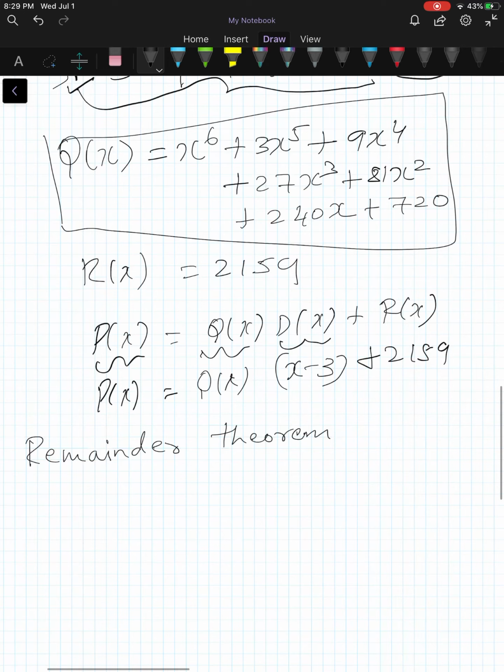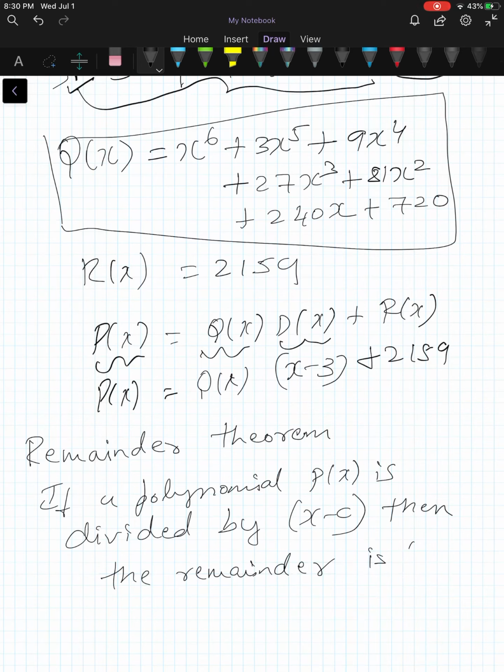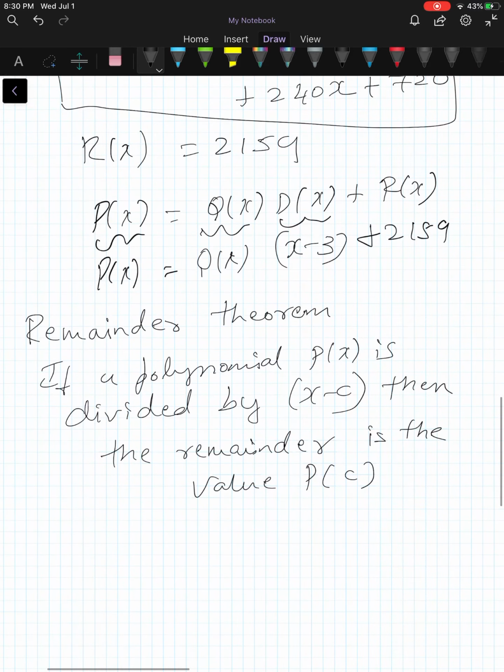So the remainder theorem says that if a polynomial p of x is divided by x minus c, then the remainder is the value p of c. The remainder is the value p of c.